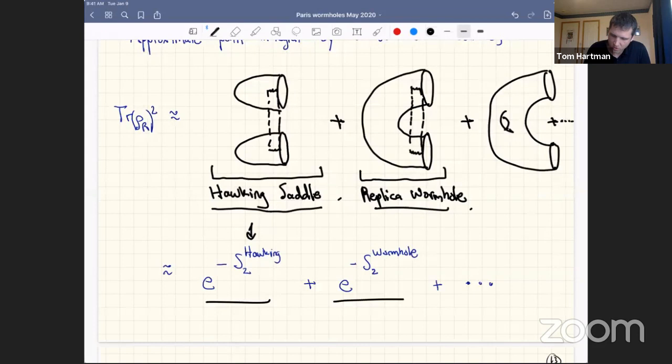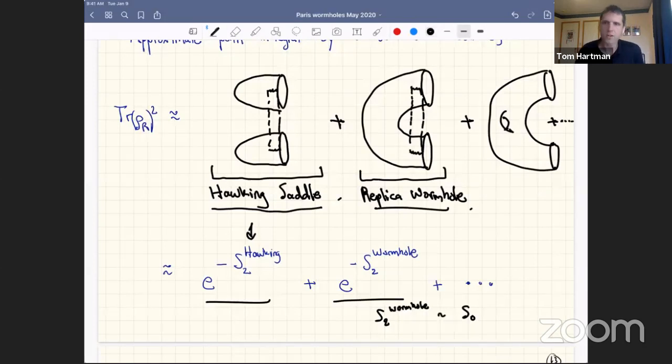Now, the wormhole saddle has an extra, so S2 wormhole comes from this higher topology contribution. And JT gravity has a coupling constant that suppresses things by the topology. So there's a large parameter S0 in JT gravity. And when you have higher topology, things are suppressed by S0.